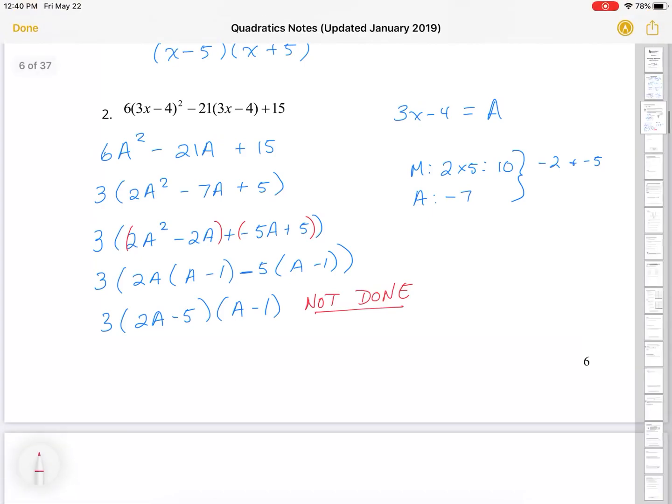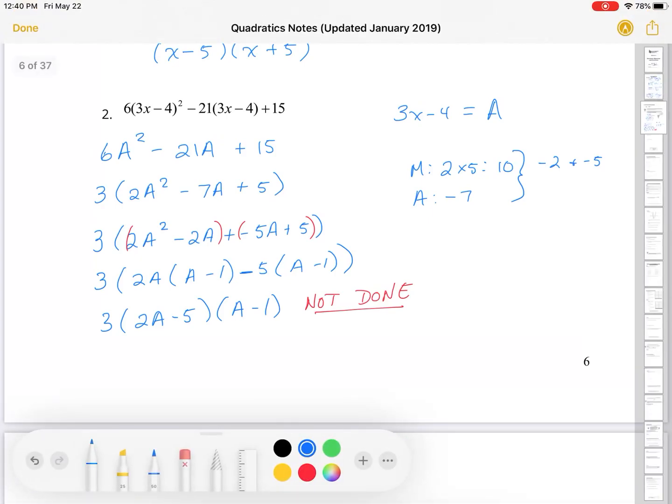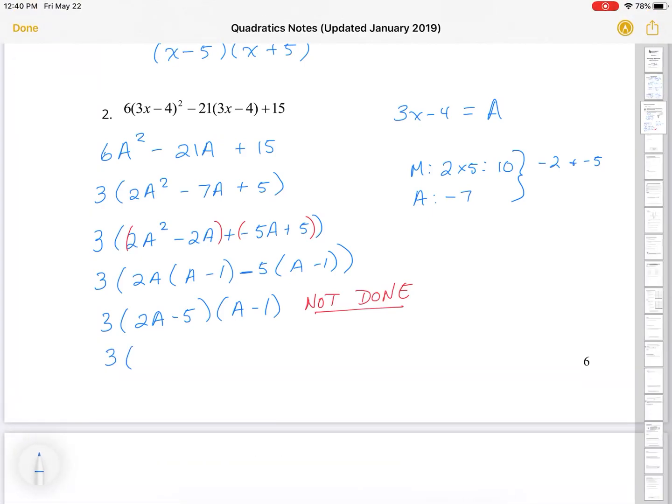And this is the big mistake a lot of people make, is they get there and they forget to resubstitute back in. So anywhere I saw a, I have to go and take that. So 2 times 3x minus 4 minus 5. And 3x minus 4 minus 1. So here we're going to get 6x minus 8 minus 5. 3x minus 5.